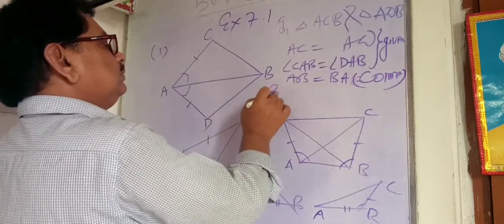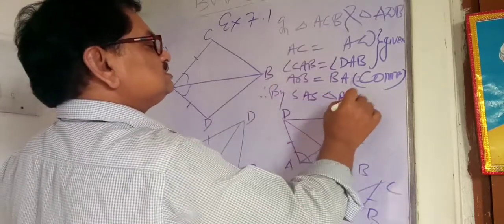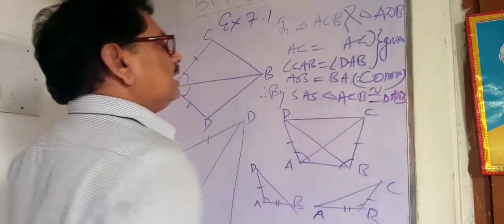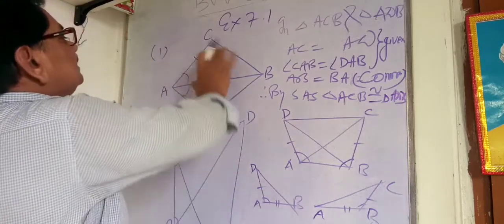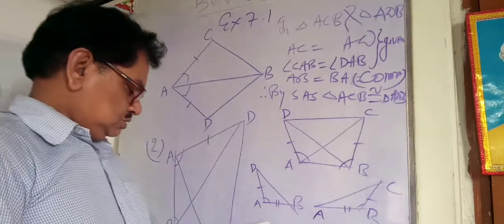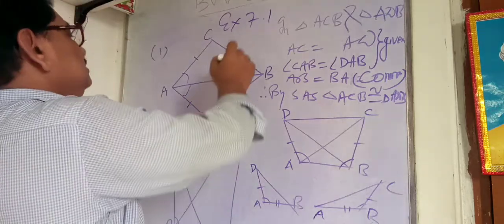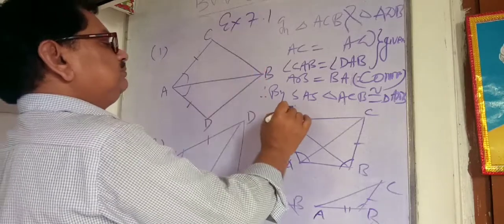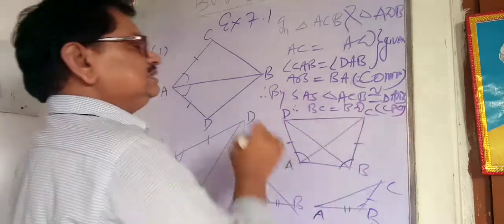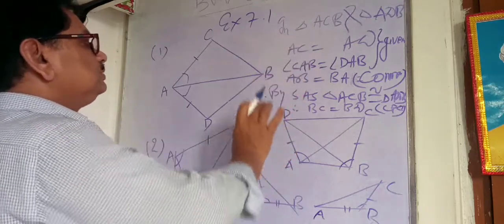So therefore, by side, angle, side, SAS, triangle ACB congruent triangle ADB, and now the triangles are congruent, so their respective sides will always be equal. But here can we say that BC equal to BD? Yes, exactly, BC equal to BD. Therefore BC equal to BD by CPCT, corresponding parts of congruent triangles. So in this way we come to the conclusion.